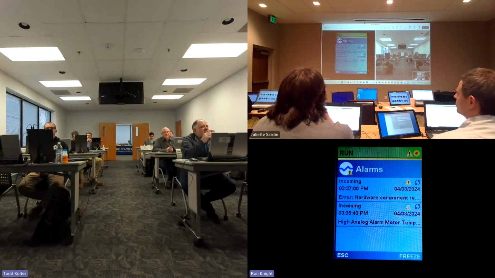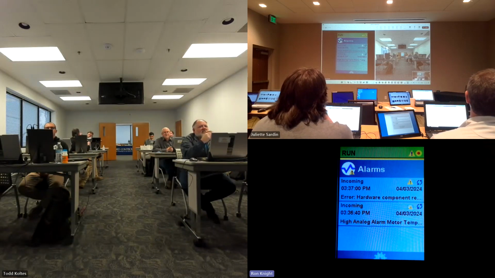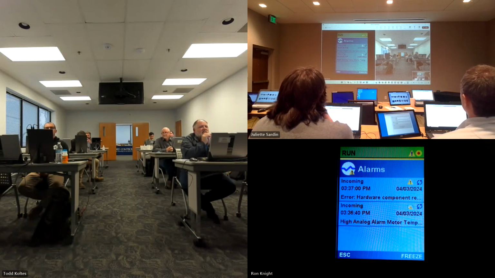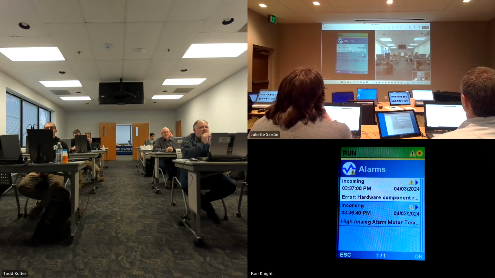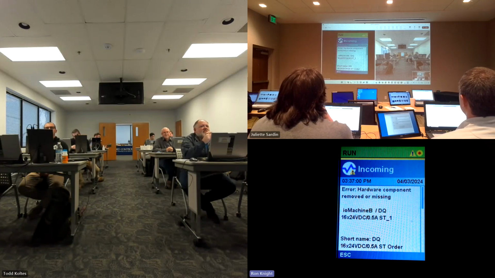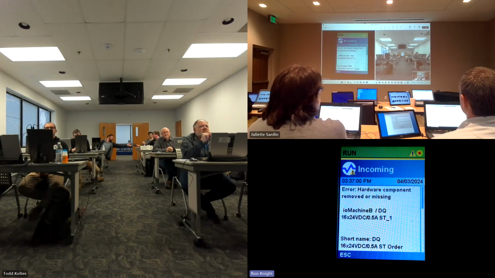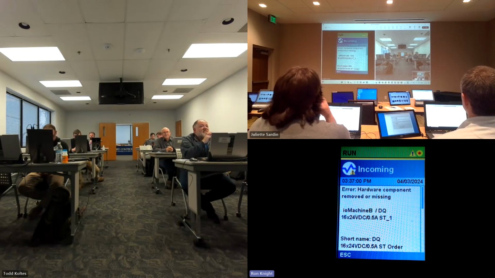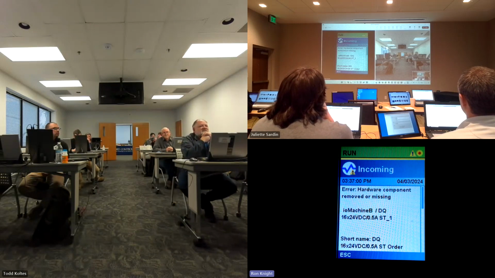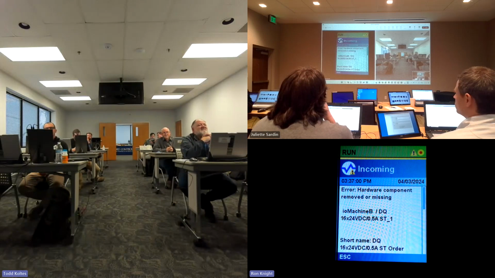Notice that I've got this new message, hardware component removed or missing. Arrow down to it here. So, hardware component removed or missing from the rack IO machine B. It's the digital output module. So tons of information right there from the display. And as I mentioned, when we do the hands-on workshop and you're actually in front of the hardware, we do that.